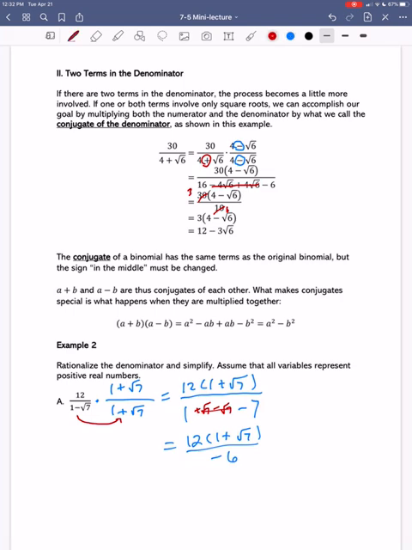I can cancel the 6 with the 12. 6 goes into itself once. 6 goes into 12 twice. So that's, let's see, 2 divided by negative 1 would be negative 2. So I don't have to keep the fraction anymore. I can just write it negative 2 times 1 plus the square root of 7, and then I'll distribute negative 2 minus 2 square root of 7.